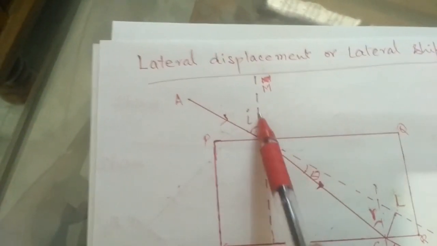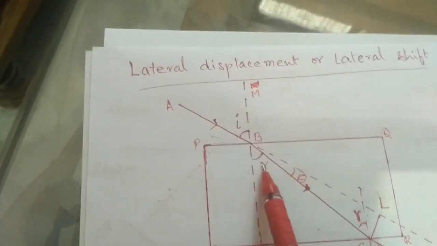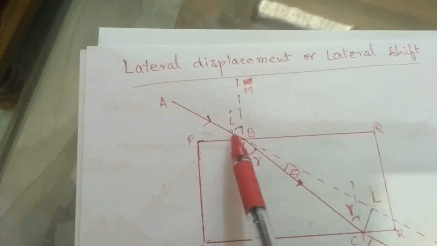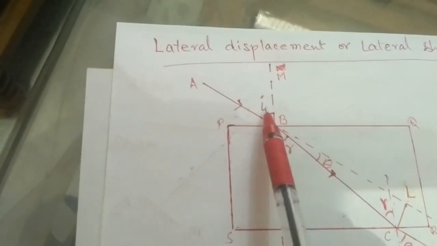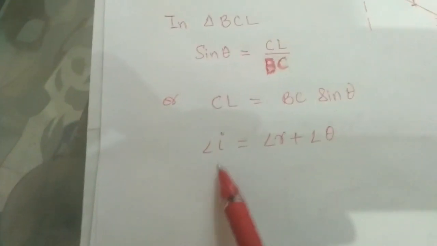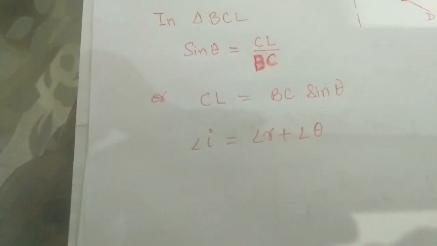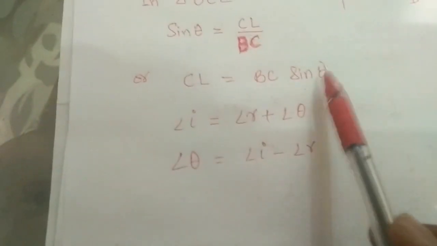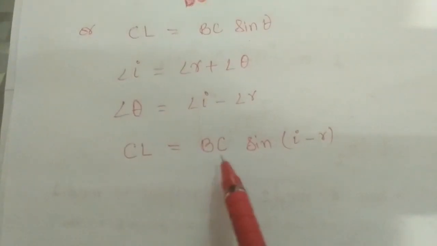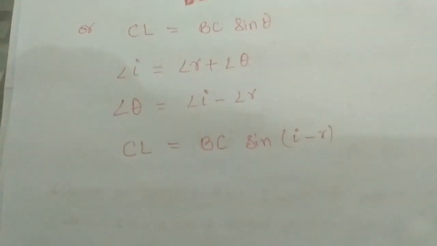This one is a straight line and this one is a straight line making X. So we can say R plus theta and the angle I are equal, means I is equal to R plus theta. Again see that they are making vertical opposite angles, this one and this one, as X. So this angle I will be equal to R plus theta, as we have written here. So angle theta is equal to angle I minus angle R. So we can put it here in this equation. CL is equal to, on putting the value, CL is equal to BC sine of I minus R.